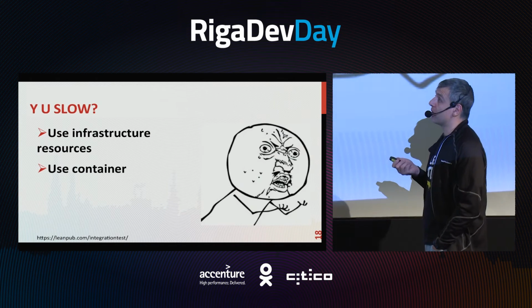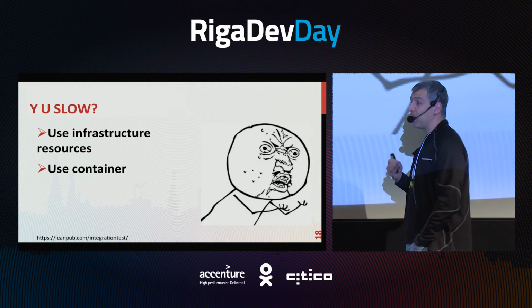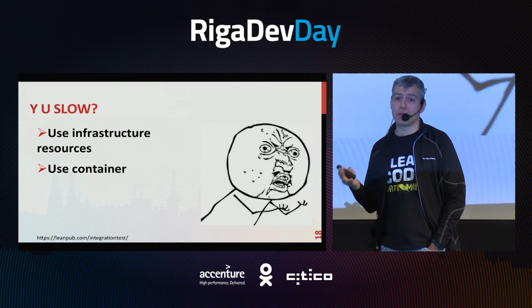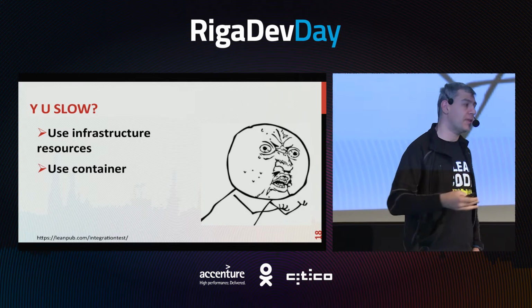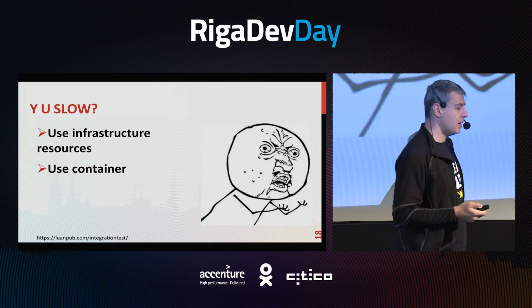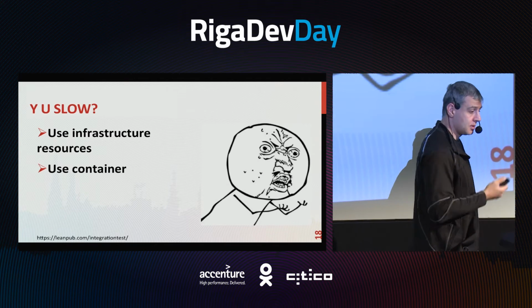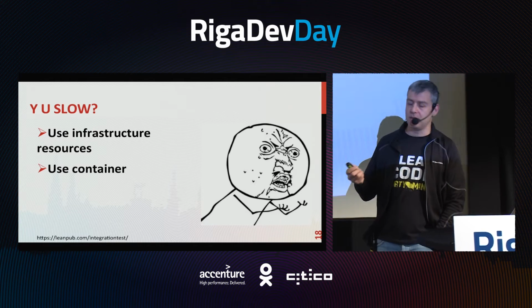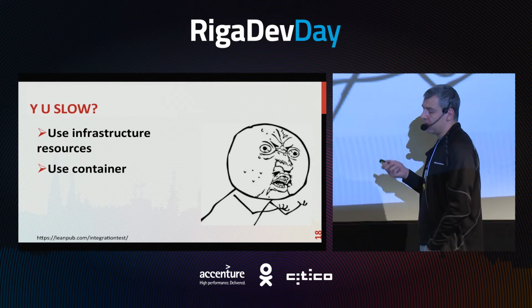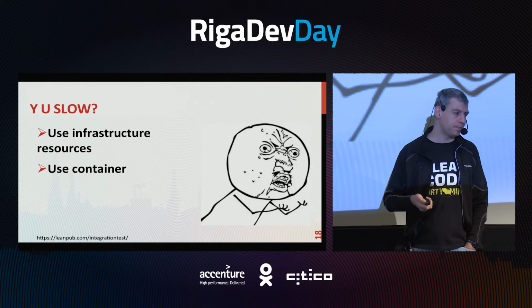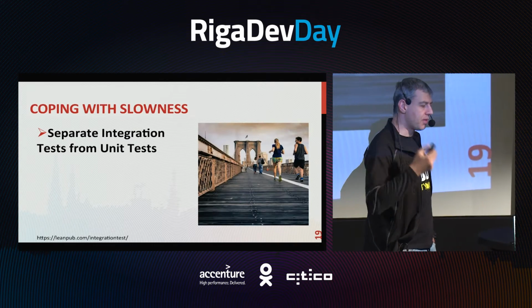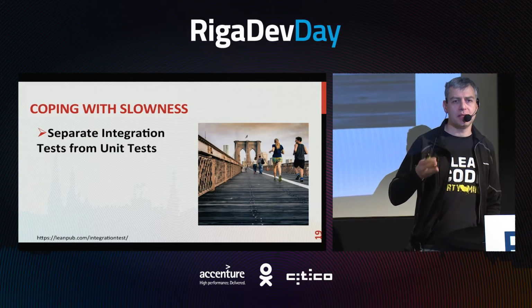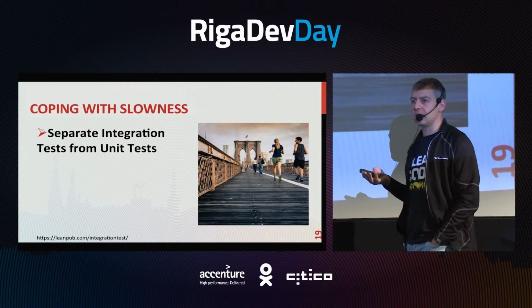So why are they slow? Probably because they are dependent on something which is not only code, like a database, like file system, like anything, or a container, like Spring Container, like Tomcat, anything, any application server. So how do you cope with that? You separate integration tests from unit tests.